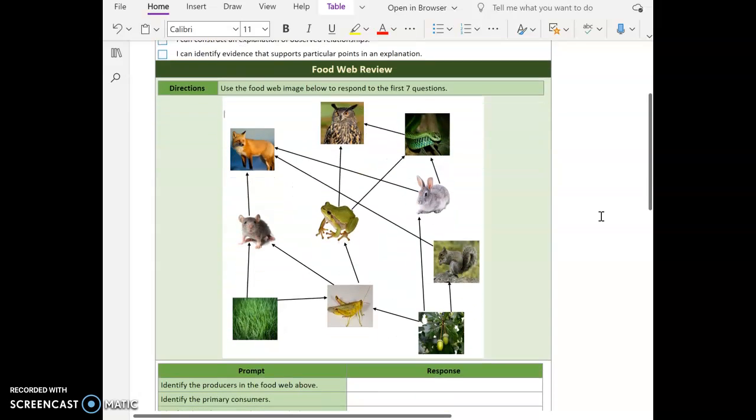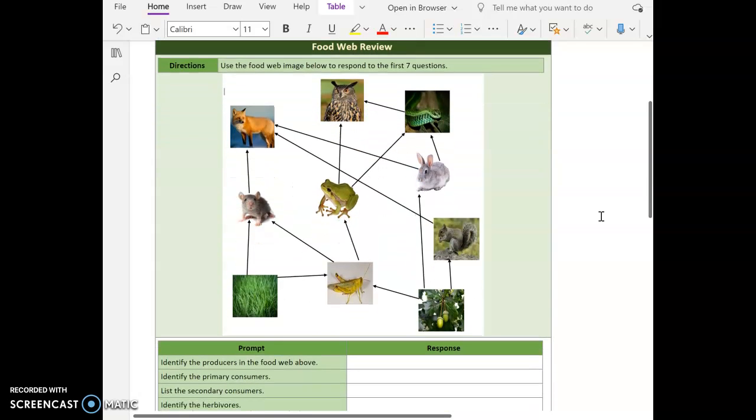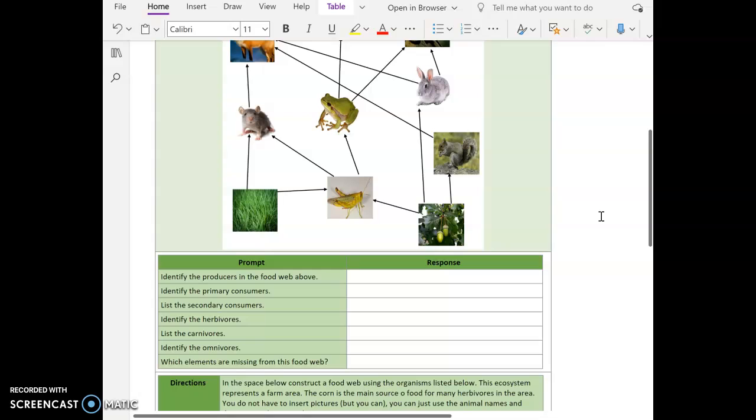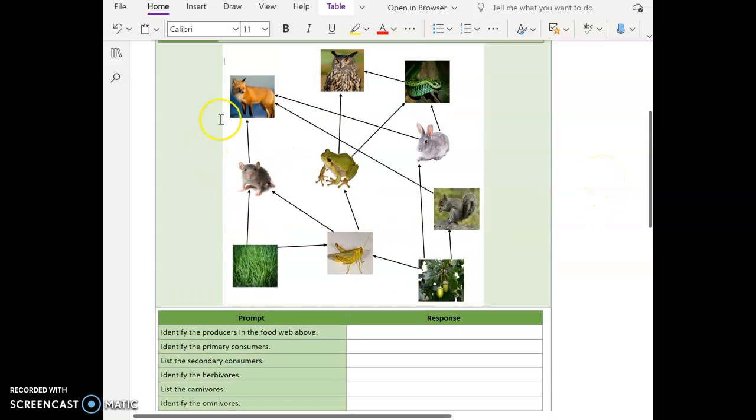So we go scrolling down just past that success criteria. I have a sample food web here for you. Notice that the arrows are pointing to the consumers, where the energy is flowing towards, okay? Below that food web, I have 7 questions for you. These 7 questions are specifically related to this food web.